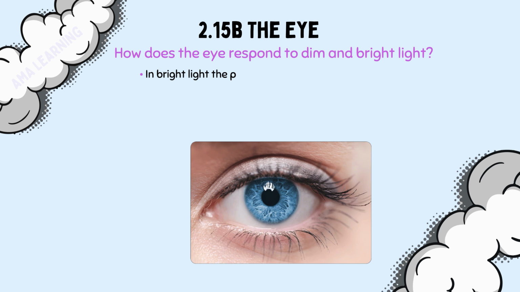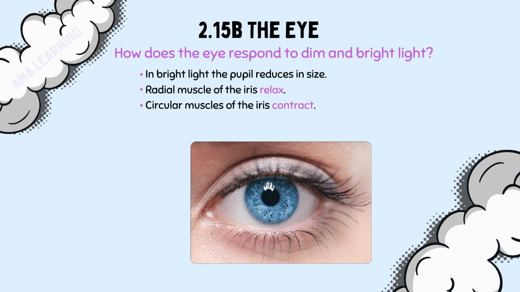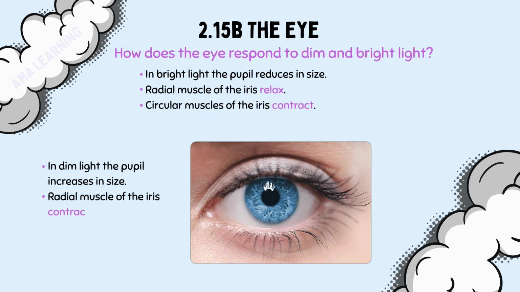In bright light, the pupil reduces in size. Radial muscles of the iris relax. Circular muscles of the iris contract. This reduces the amount of light entering the eye. In dim light, the pupil increases in size. Radial muscles of the iris contract. Circular muscles of the iris relax. This increases the amount of light entering the eye.